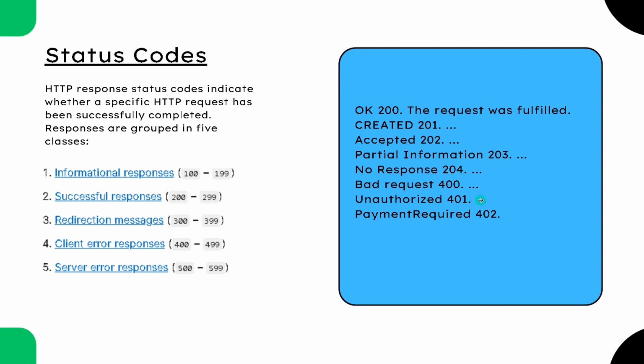Unauthorized, if the authentication mechanism, the client ID and client secret we have configured for our APIs, are not matching with whatever client ID and client secret the client is passing. In that case it will throw 401 unauthorized, saying the client ID and client secret are not matching with what we have created in our application. So please specify the correct client ID and client secret so that your request is successful. Otherwise it will give unauthorized 401. And the last one is payment required, 402.